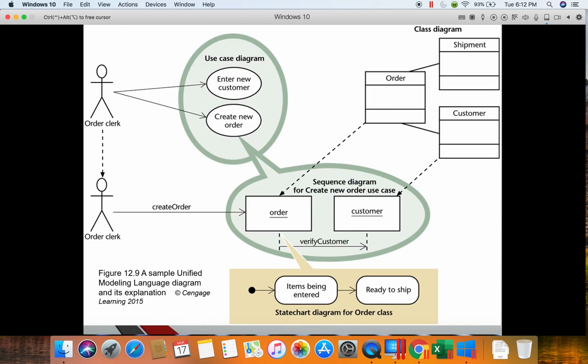This is an example of a use case diagram. So our order clerk enters a new customer. Perhaps they create a new order. It comes down here where they create the order in the sequence diagram. They verify that the customer exists. They are looking in the order and the shipment and the customer information. When the item is ready to be shipped, it then goes into the ready to be shipped status to be sent to the customer.